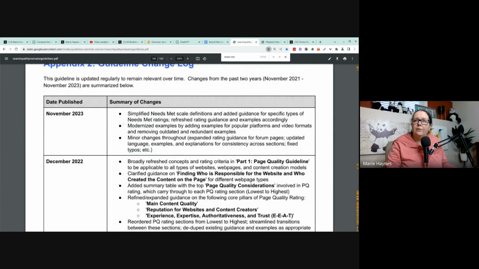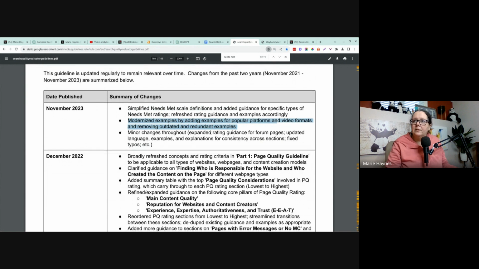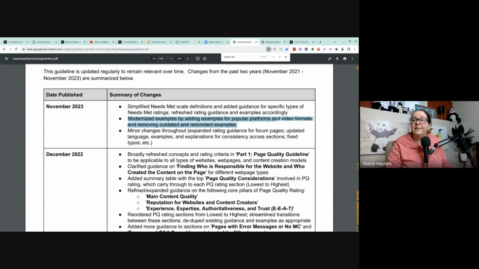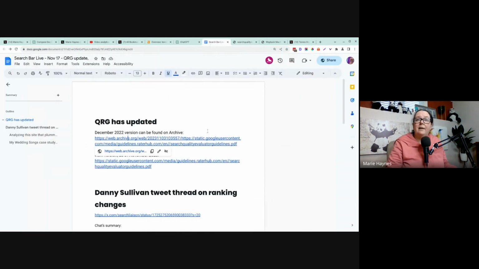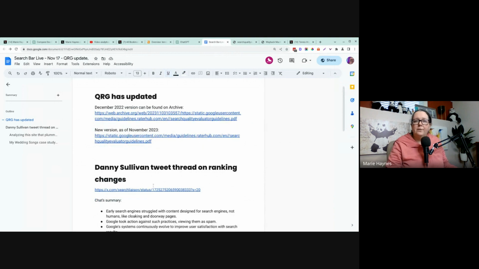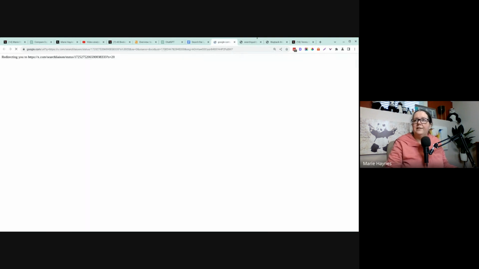Okay, so did we go through everything? Needs met scale definitions. Yeah, that's what we just talked about. Added guidance for specific types of needs met. Refreshed rating guidance. Okay. Modernized examples. We might need to go through those examples at some point. Explain forum pages. Fix typos. Okay. All right, good. I'm going to move on to what else did we have here? I want to go through this tweet thread from Danny Sullivan.